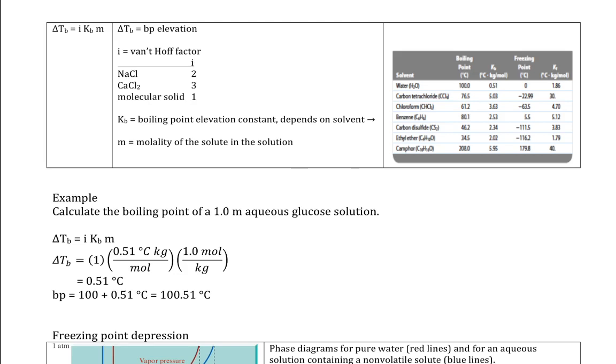The boiling point of water is 100 degrees. It's going up by this 0.51, so our boiling point that we're after is 100.51 degrees Celsius.